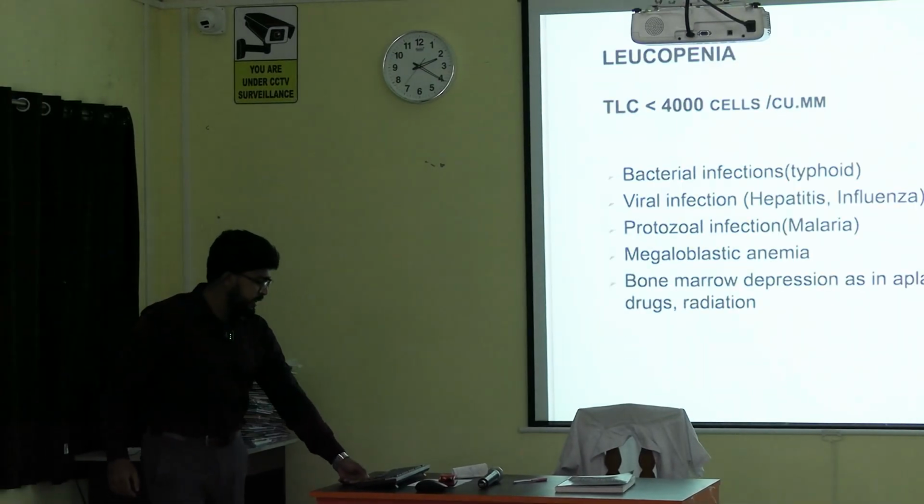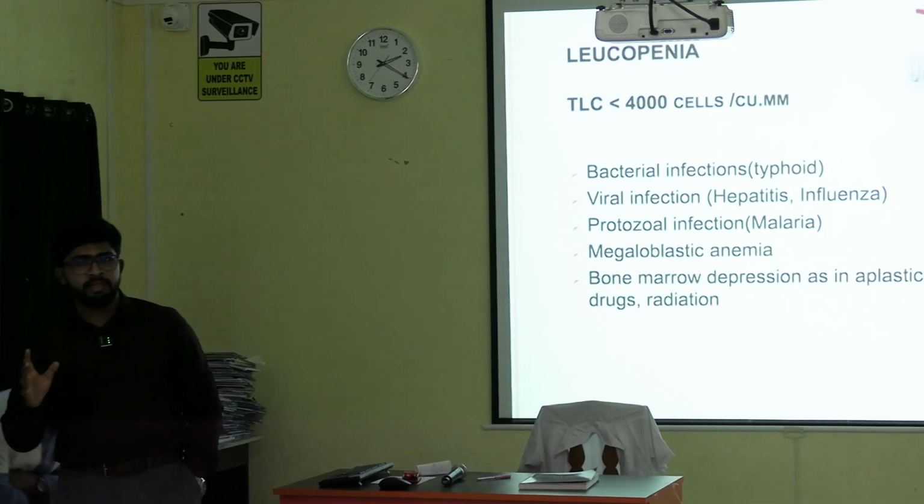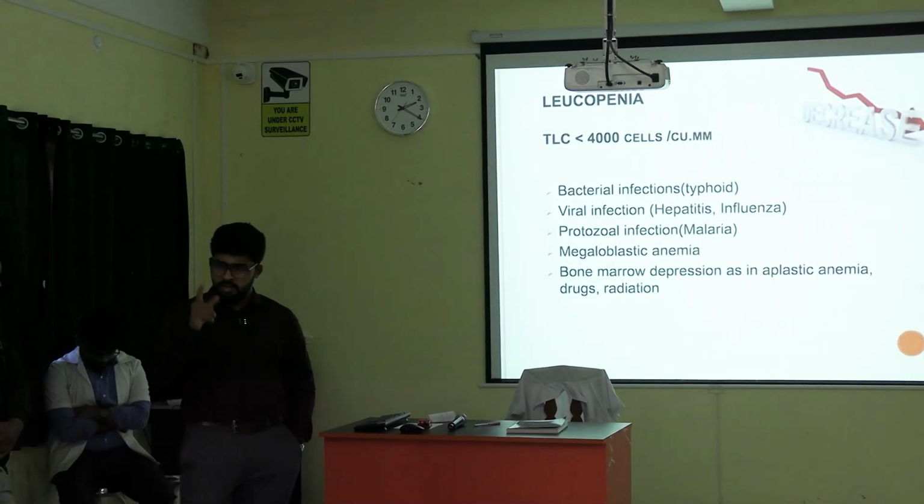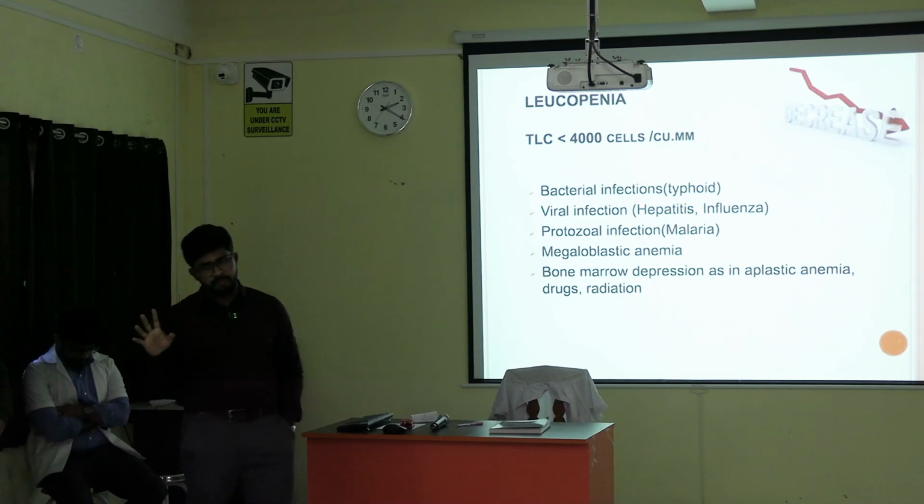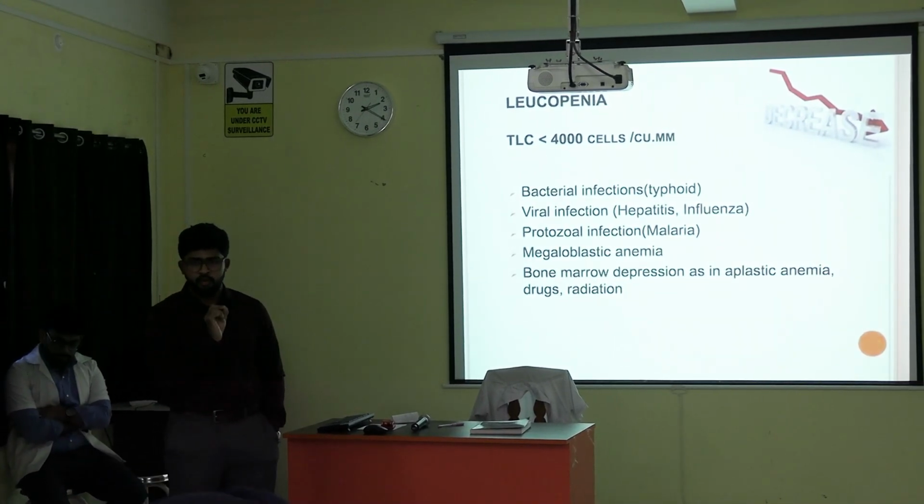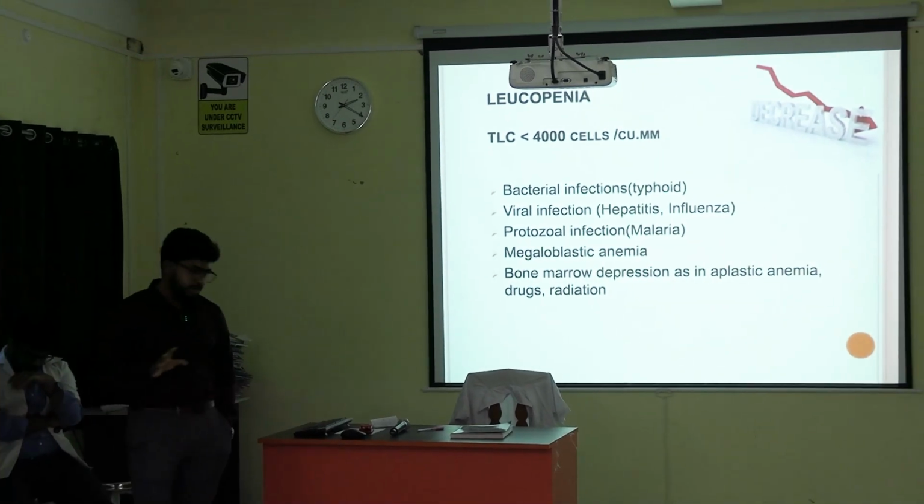So now we are shifting to leukopenia. What is leukopenia? Leukopenia is reduced WBC, less than 4000 per... You have to always say the unit, okay? It will be asked in your exam. Always you have to mention the units. Less than 4000 cells per cubic mm or microliter of blood, okay?